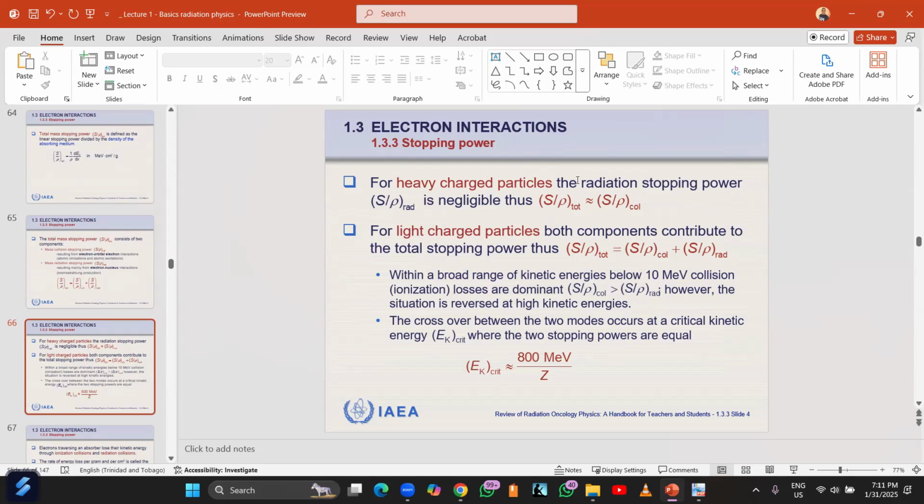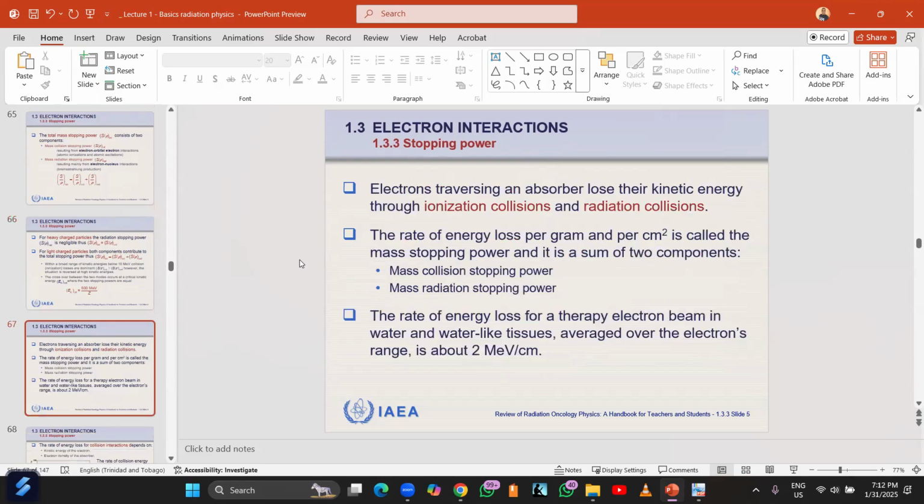That's why, when we want to create photons, we don't use alpha particles, we use electrons, because we know they produce considerable Bremsstrahlung radiation.